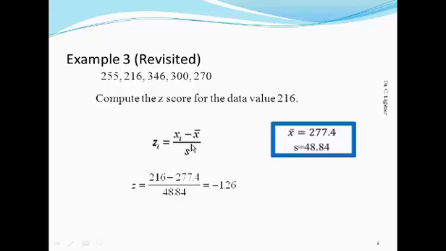Therefore, the z-score for the value 216 is equal to 216 minus 277.4, divided by 48.84, which equals a z-score of negative 1.26. This z-score indicates that the value 216 is 1.26 standard deviations below the mean.